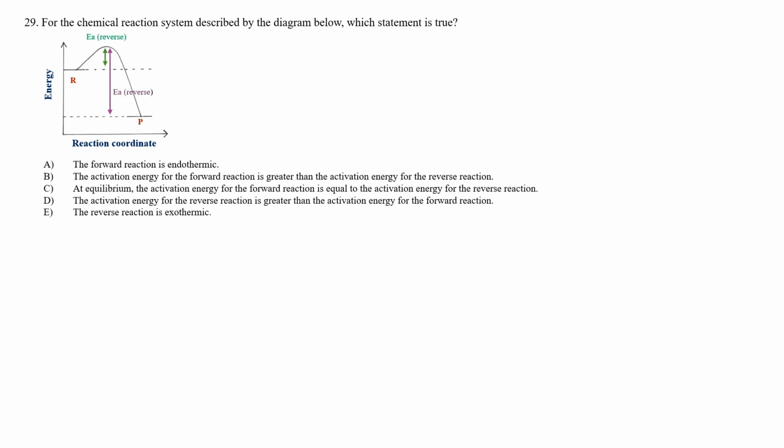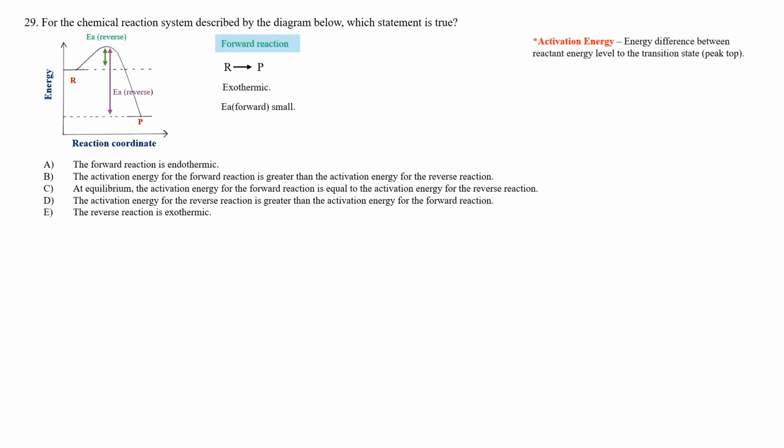Question 29. For the chemical reaction system described by the diagram below, which statement is true? You can see an exothermic reaction is given. The forward reaction, reactant goes to the products. Activation energy is marked in green color. It is exothermic and EA is small.